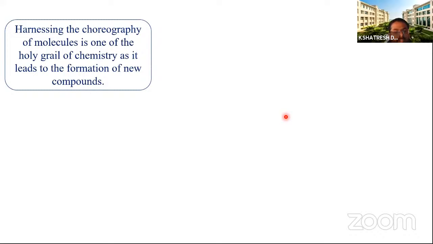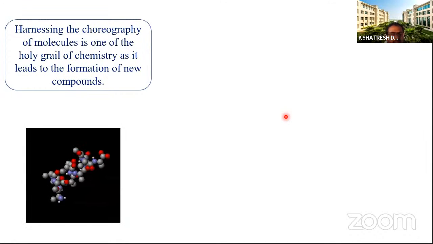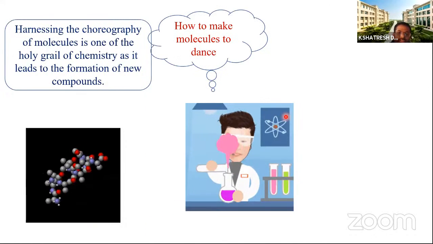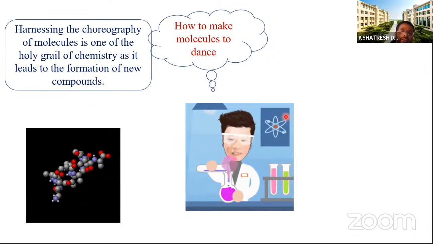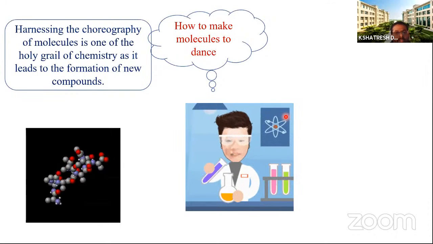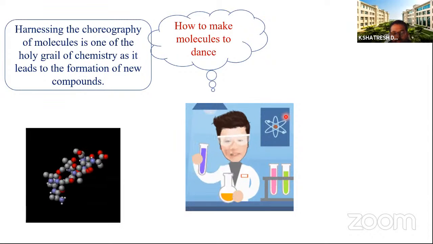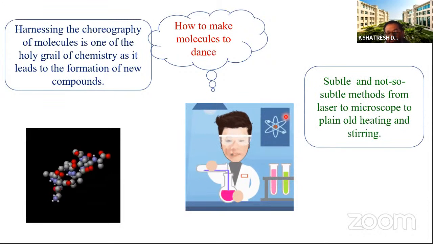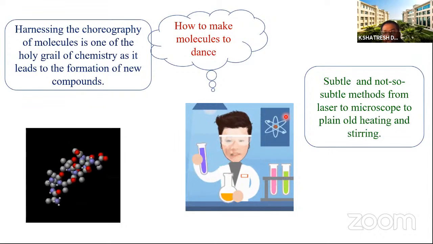You can see this is a very small animation, and these molecules are totally dynamic. Because of this dynamic nature, they may interact with their surroundings, and because of these interactions they can react and form new compounds. So whenever we think about chemistry, overall we try to make the molecules dynamic.